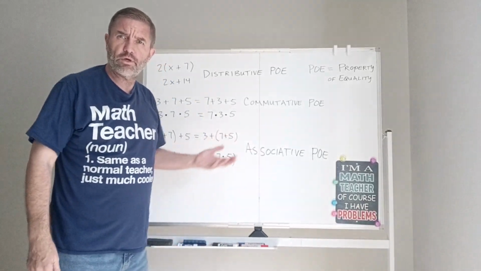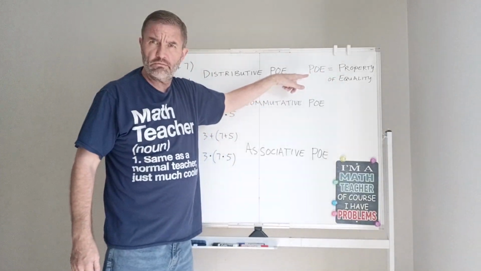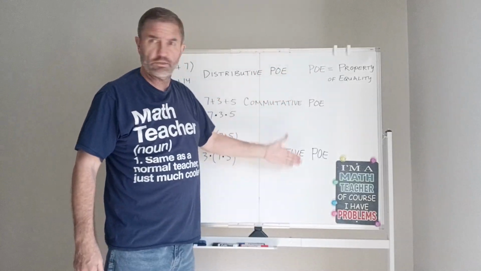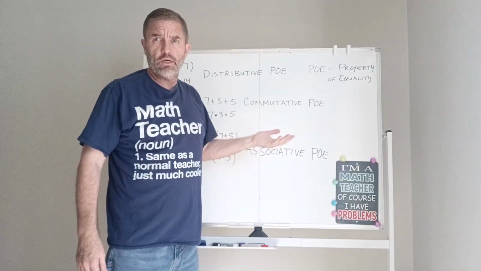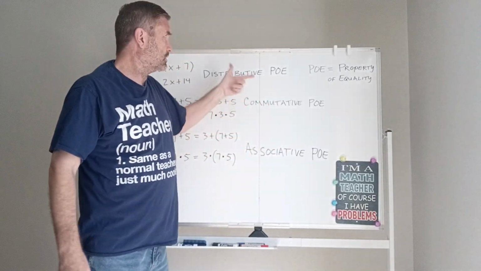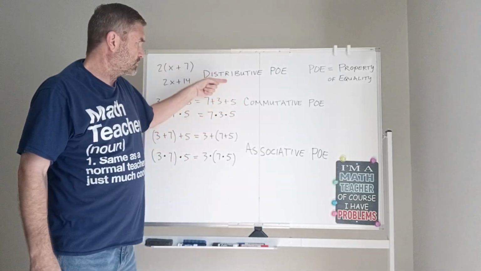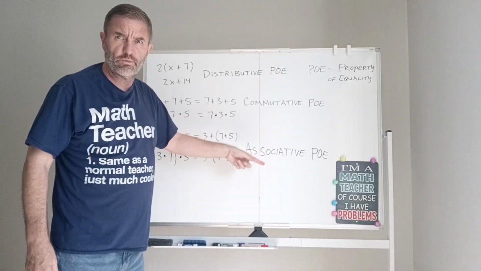Today we're going to go over three other properties of equality. Remember, property of equality can be abbreviated POE. We do that again for the sake of writing so we don't have to write property of equality over and over and over again. There are several of them. In one video I did the operational. Now we're going to do the other three really common ones, especially for algebra. We have the distributive, the commutative, and the associative properties of equality.